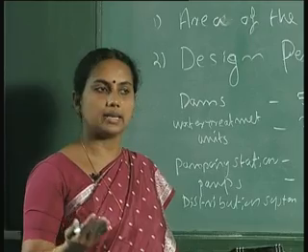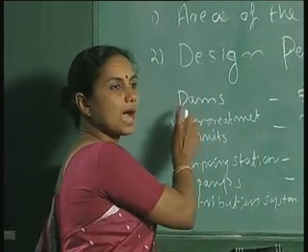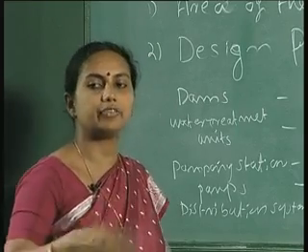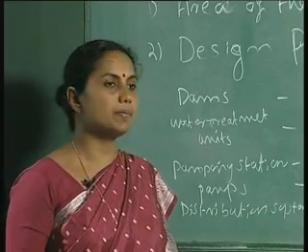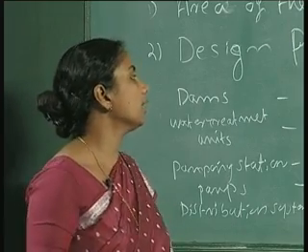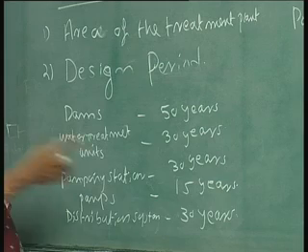Why is there this variation? Why can't it be a constant? Because we know that once the dam is constructed, the cost involved is very, very high, and if you want to expand it, it will be very difficult. The cost involved for that will be very high. So, it is always better to design it for a long period.